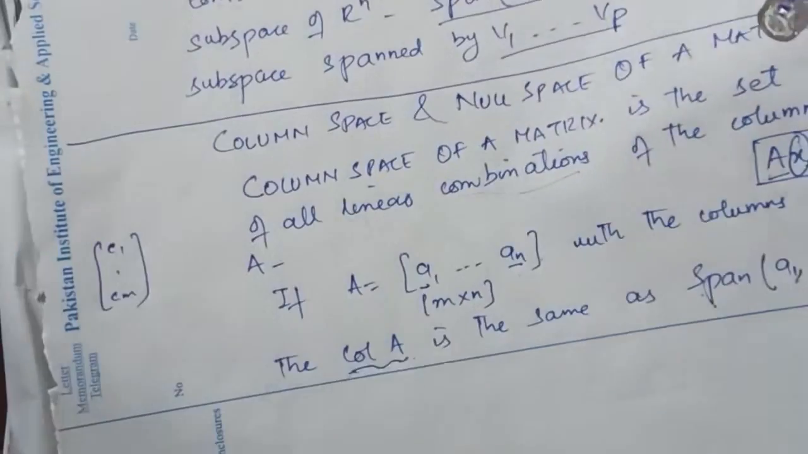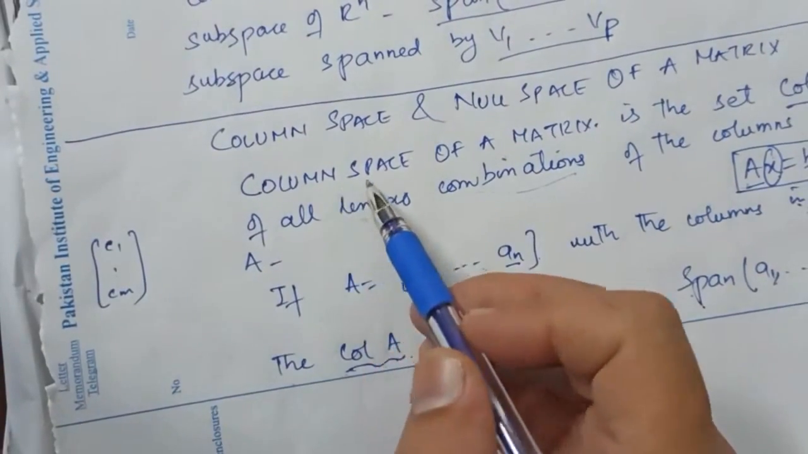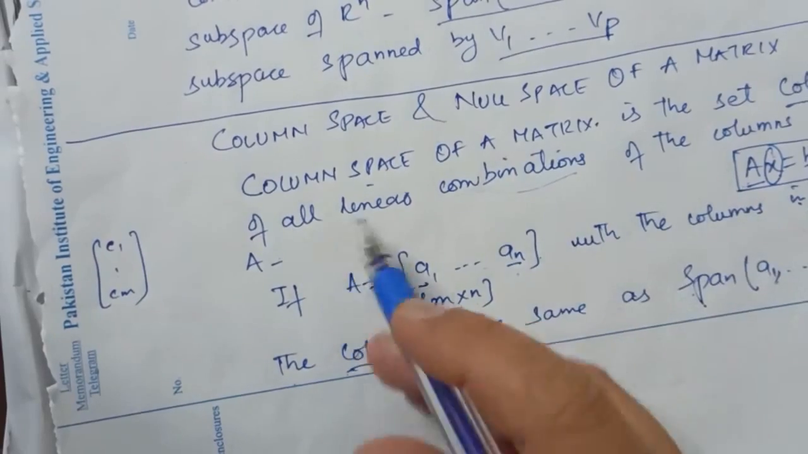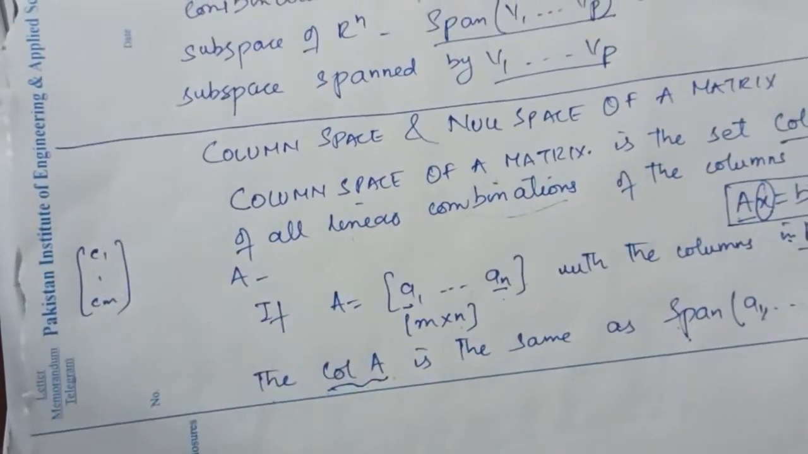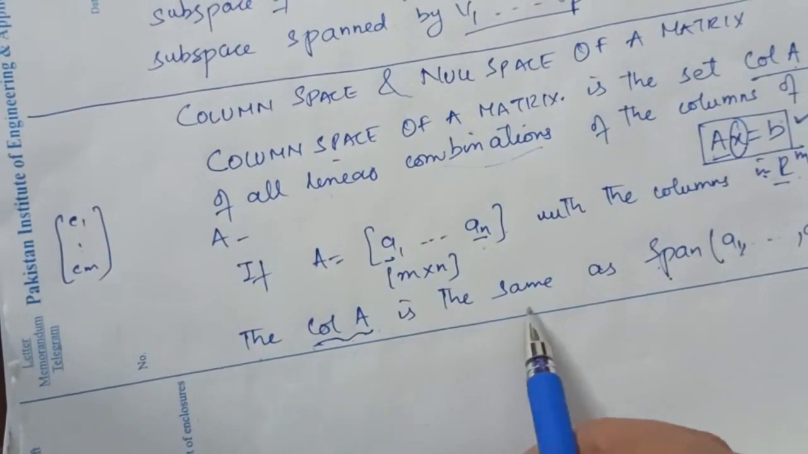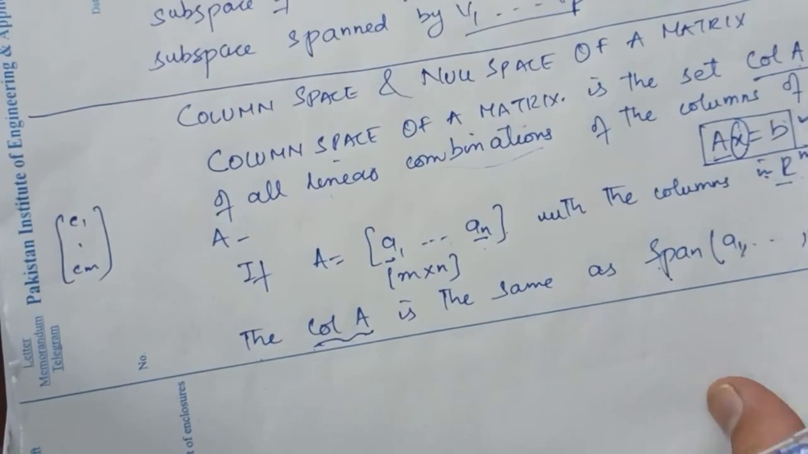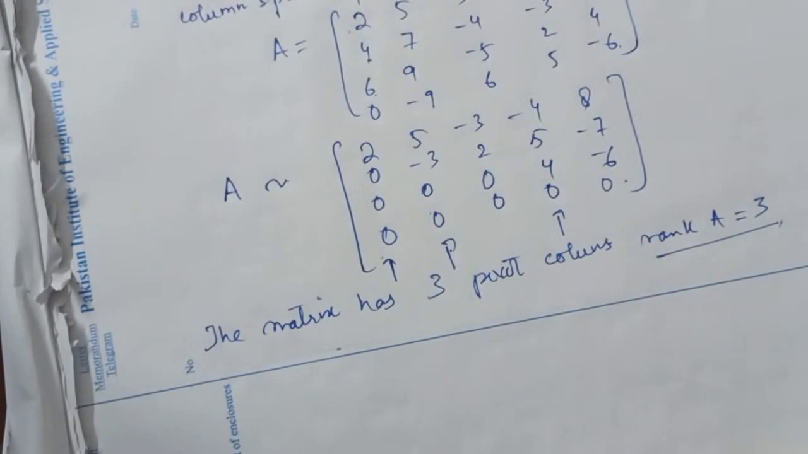And this was the column space, right? And the column space of a matrix is the set of all linear combinations of the columns of A. So the column space of A is the same as span of A1 to An, right? So this was the discussion that we carried out last time.